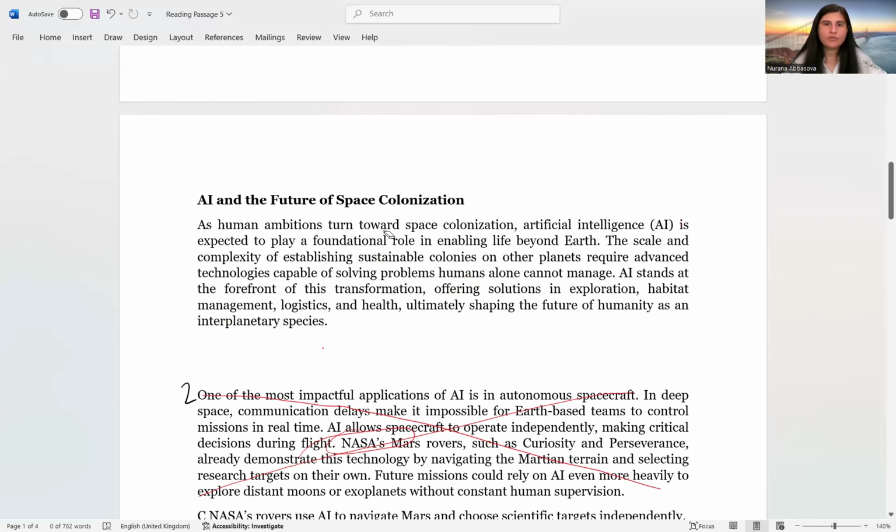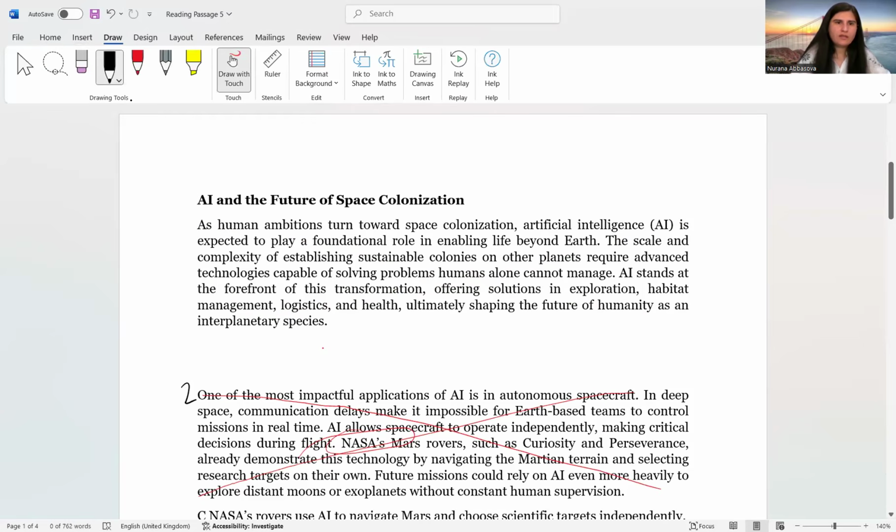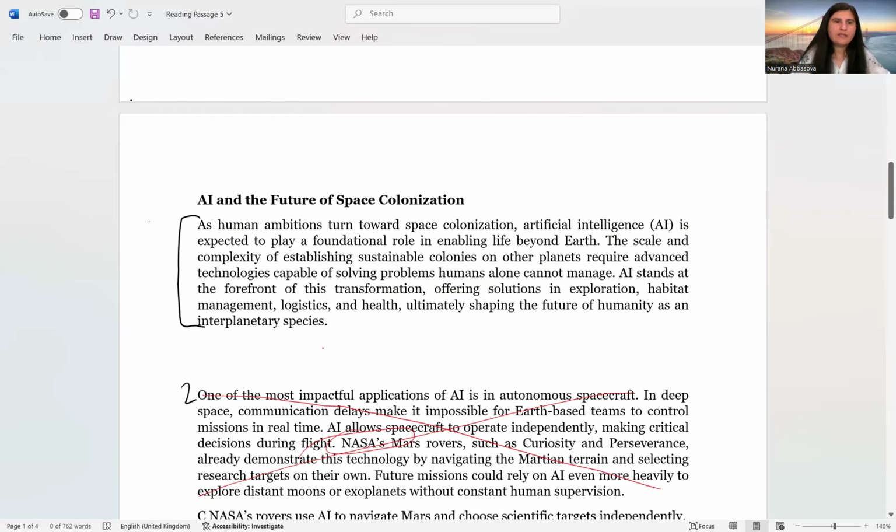Yes, as human ambitions turn towards space colonization, artificial intelligence is expected to play a foundational role in enabling life beyond Earth. This is really a general sentence, and it happens, I can say most of the time, maybe. The first paragraph is a summary of a text. Some publications, I think, there must be some publications.